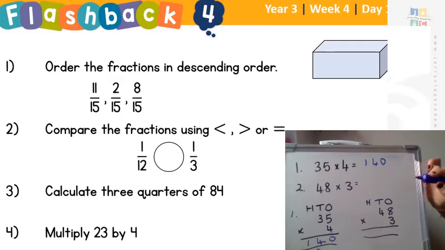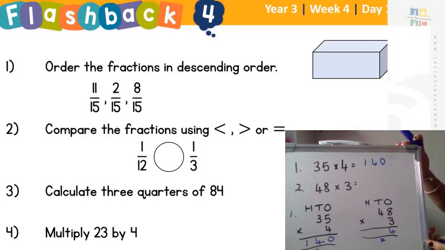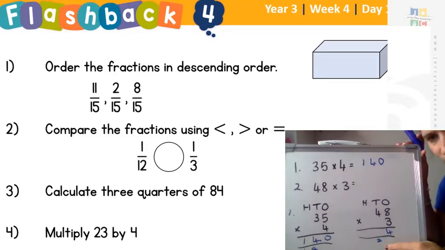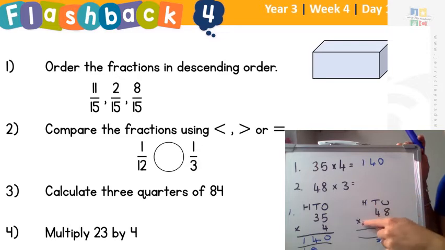For the second one, 8 times 3, if I do my 3 times table for my 8, I could do 8, 16, 24. And my 4 would go in my ones column and I would exchange 20 ones for 2 tens. So again we can see it says 24. Then I would go into my tens column and I would do 4 times by 3, which is 12. Add my 2, which is 13, 14.